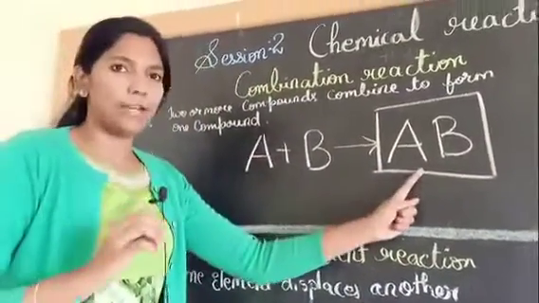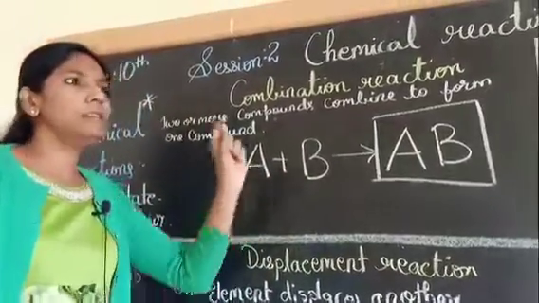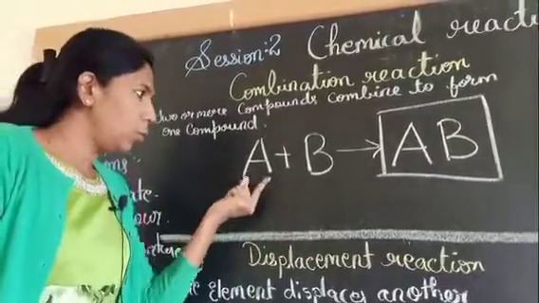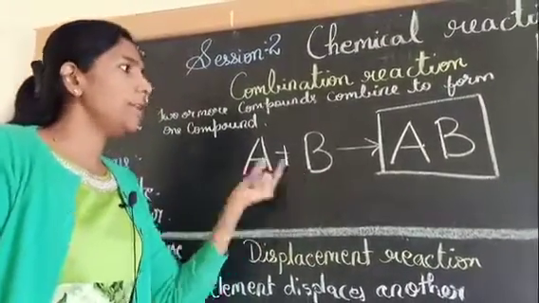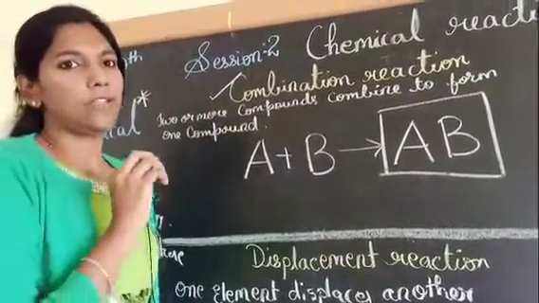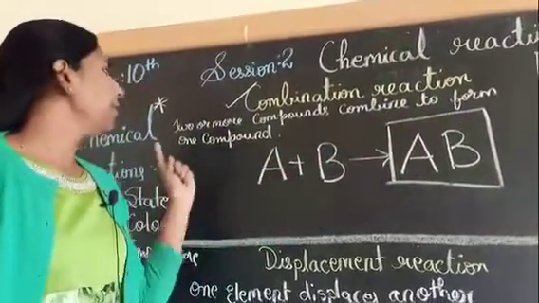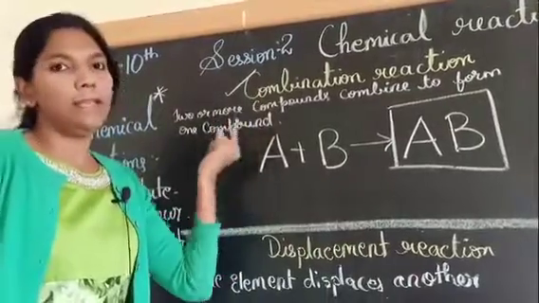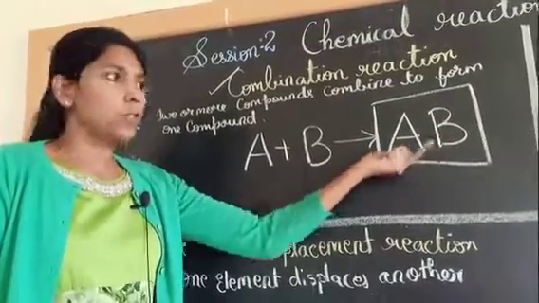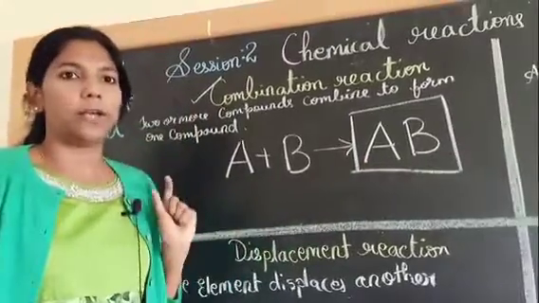In your examination, one reaction of this type will be given. They will just ask you the question, what type of reaction it is. So just observe: two elements or two compounds are given and a single product is formed. That means it is a combination reaction. So what is a combination reaction? Two or more compounds combine to form one compound, or two or more elements combine to form a single product. Your reactants are two and they combine to form a single product.